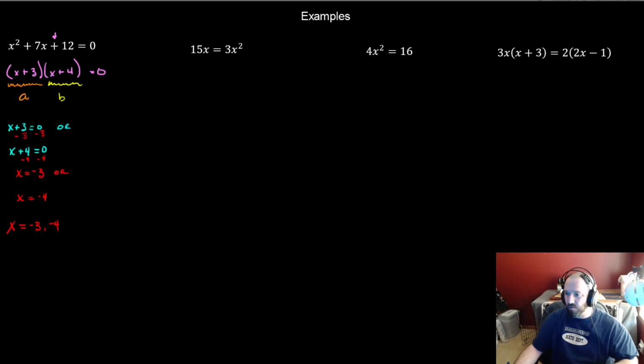But I have a different order. That's fine. It's a set. Order is irrelevant. All right, here we go. Next one. Same exact idea. Step 1, get everything over to one side. I'm going to choose to move the 15x so that the 3x squared stays positive.